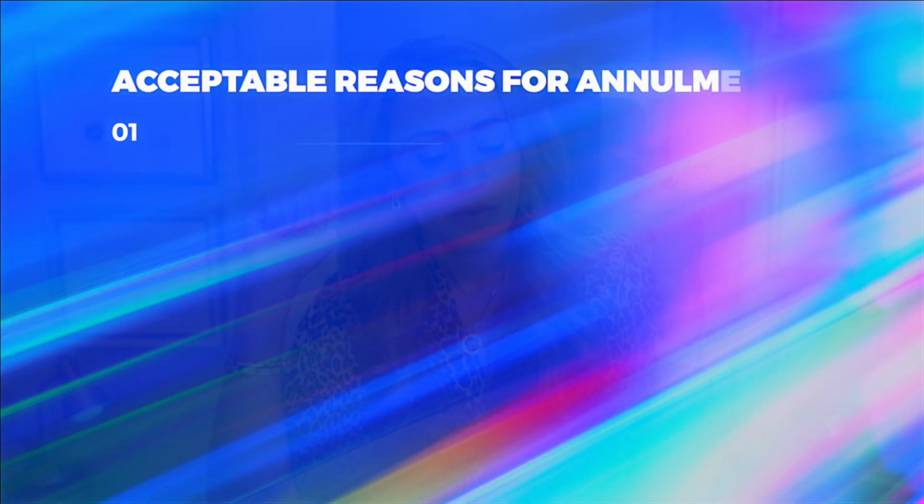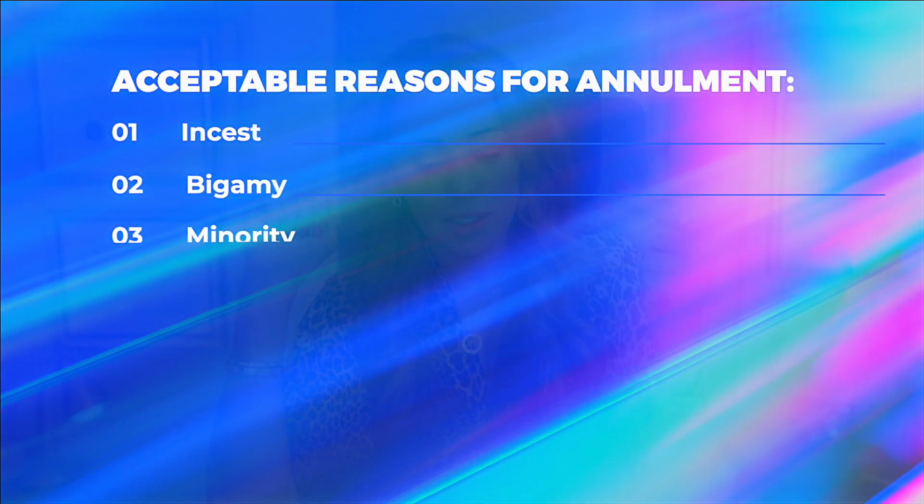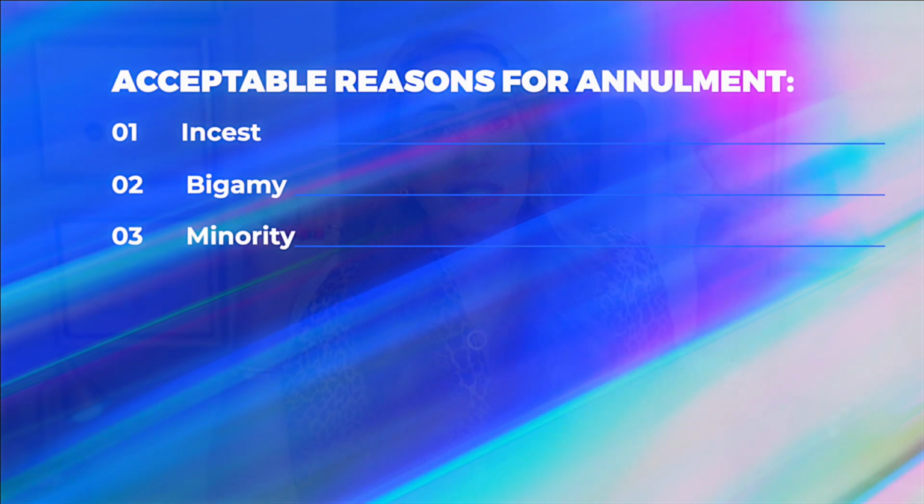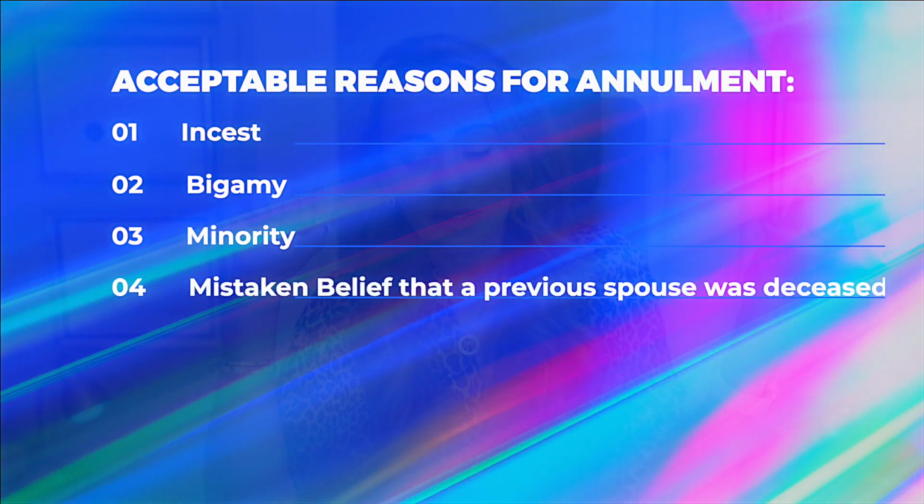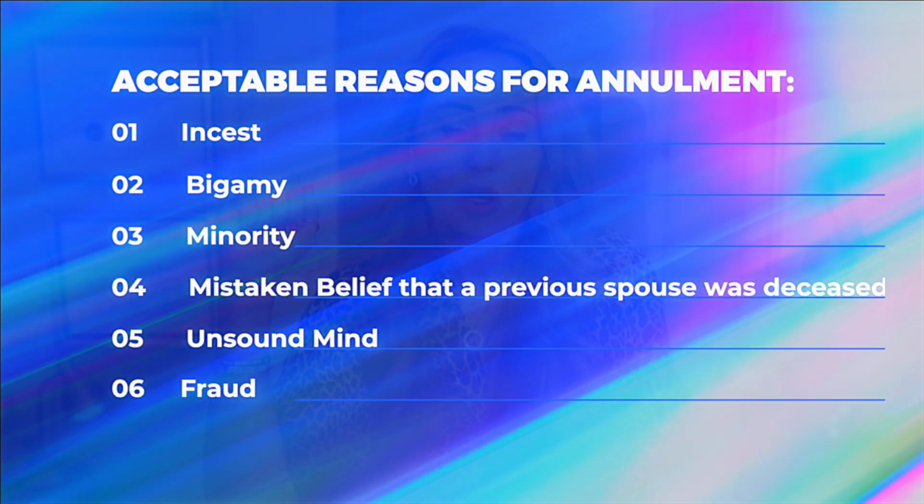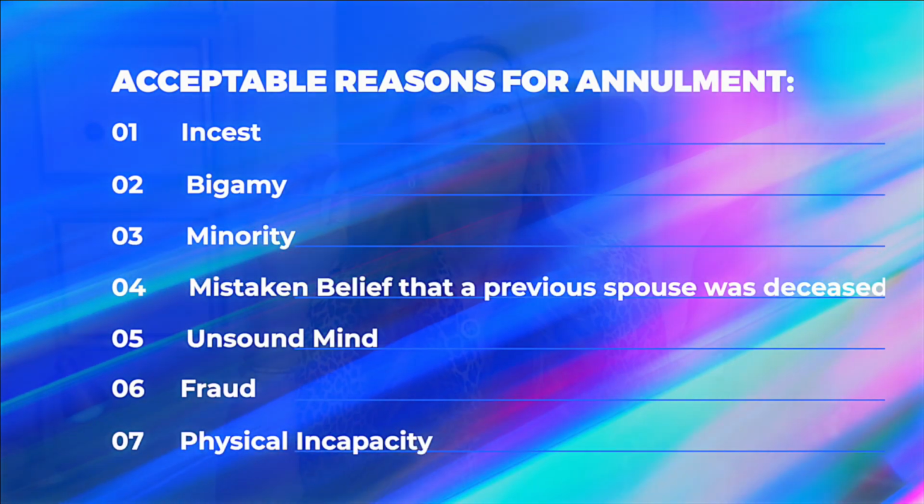And because it's so specific, the court will not accept any other reasons for annulment than the ones listed in the form FL100, which are: incest, bigamy, minority, current spouse mistakenly believed deceased, unsound mind, fraud, or physical incapacity. I have, for every single reason, a separate video that I will link down below.